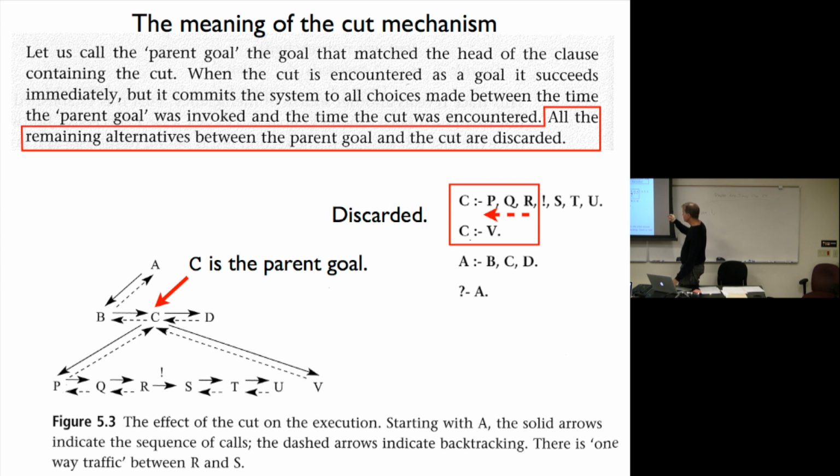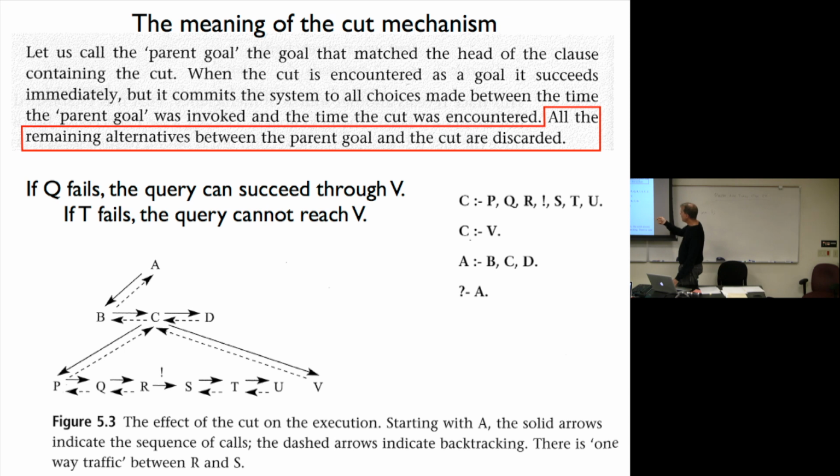And I've got this visual here that shows all this attempted backtracking, right? But like we said before, if Q fails, the query can succeed through V. Actually, that's what Shane just said. If I remember when I asked, that's the only way that you can get to V. If Q fails, then you didn't do the cut. So if Q fails, the query can succeed through V. If T fails, the query cannot reach V.